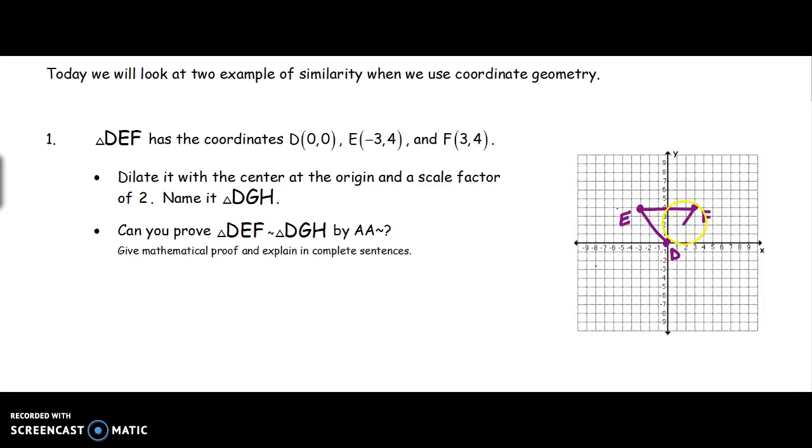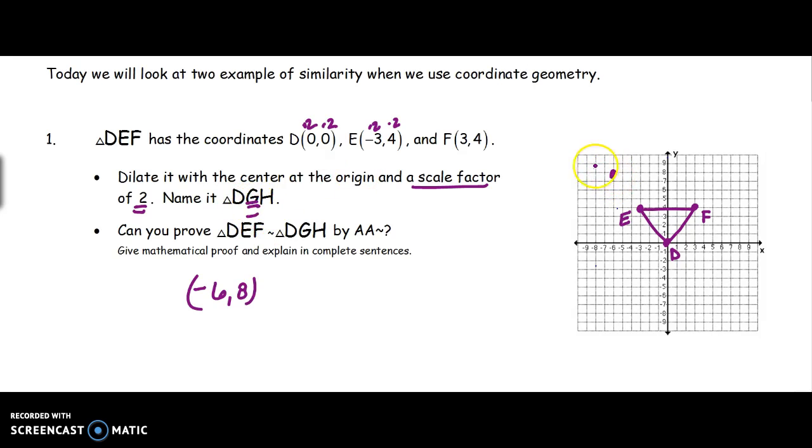One thing that we really need to practice is how to dilate this image, okay? When I do that, you have a scale factor, and that scale factor is a number you multiply by. So this is by 2. So every number gets multiplied by 2. D does not change. E, on the other hand, when you multiply it by 2, you're going to get a new point, negative 6, 8.